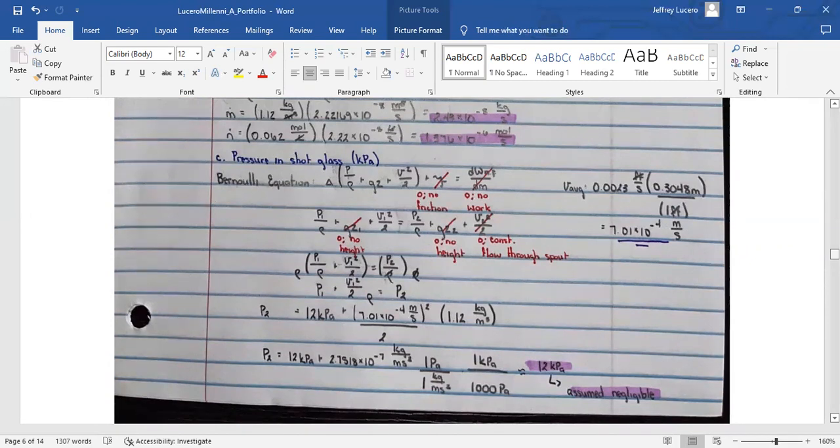When we do that and simplify it, we can multiply each side by density to get P1 plus V1 squared over 2 times rho equals P2, which is 12 kPa, plus 7.01 times 10 to the negative 4 meters per second squared over 2 times 1.12 kilograms per meter cubed, to get approximately 12 kPa. So we can assume that the pressure in the shot glass is negligible compared to the pressure in the water or in the tapered spout.